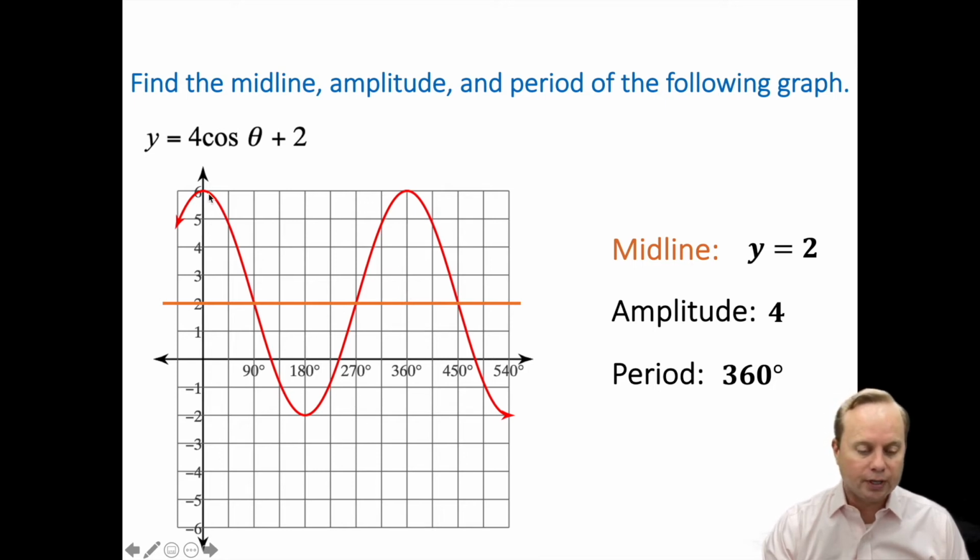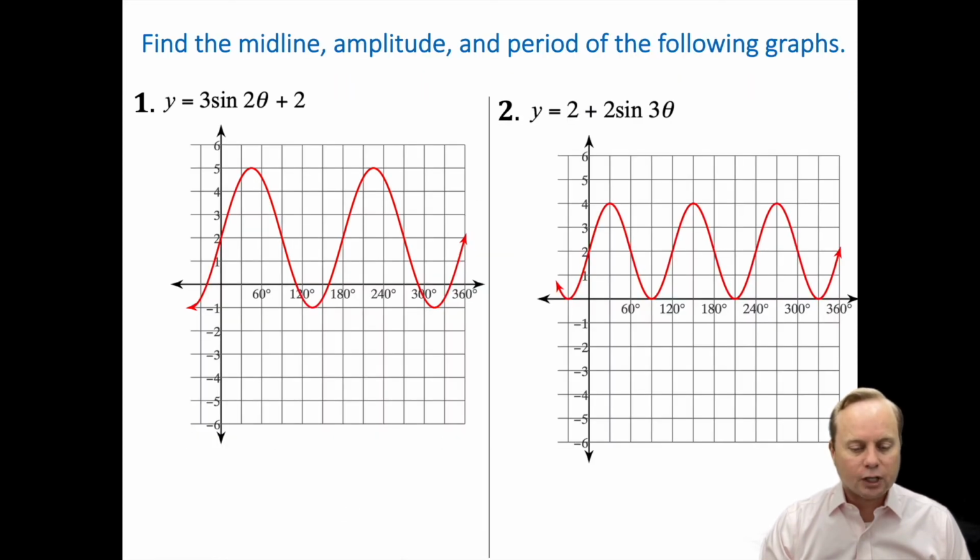There we go. And the period, when this one started, it was all the way at the top, went all the way down, went all the way back to the top, right before it starts going down again. That is 360 degrees. You'll want to put it in degrees if I have my graph in degrees, or in radians if I have my graph in radians. All right. Try these two. Push pause on the video now, work them out. After you've obtained your answer, come back and push play.